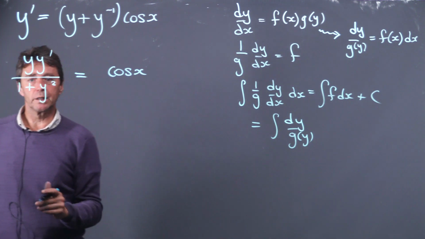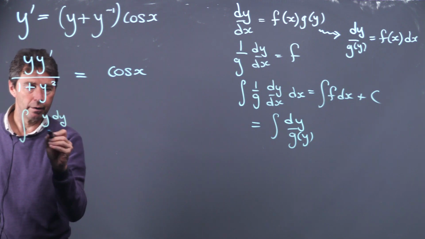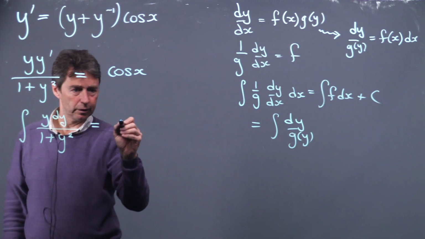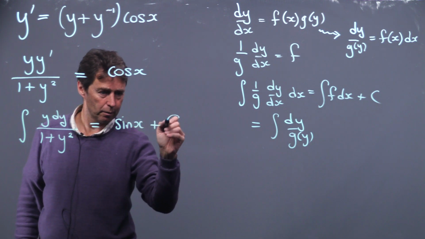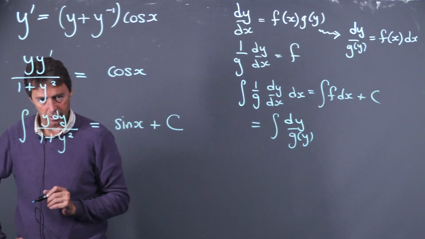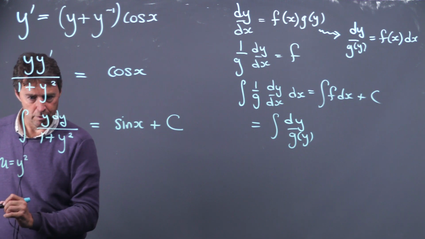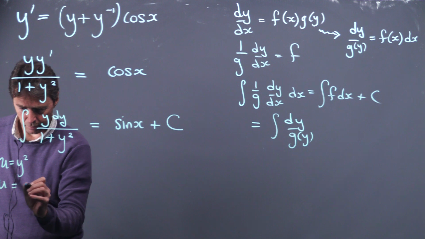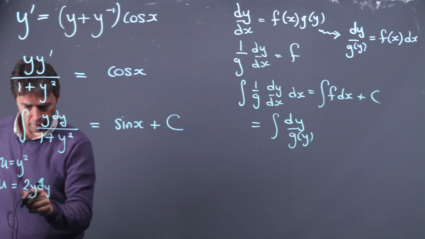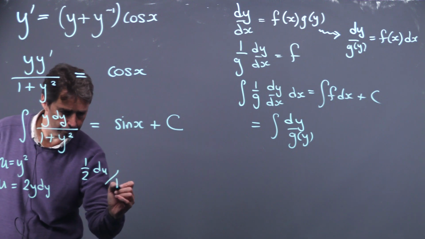So applying it to this particular problem, I have to integrate. I need to integrate y dy over 1 plus y squared, and I can immediately integrate a cosine into a sine and add my arbitrary constant. There's a substitution that allows you to evaluate that. u is equal to y squared, that's the substitution. du is equal to 2y dy, so I divide by 2. y dy is 1/2 du. And then I've got 1 plus u in the bottom.